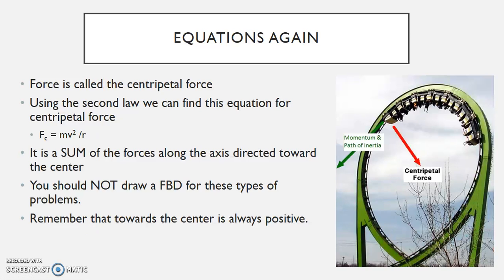The force is called the centripetal force, and basically using Newton's second law, we can find the equation for centripetal force. The centripetal force equals the mass times velocity squared divided by the radius. So remember, it is the sum of the forces along the axis which is directed towards the center of that circular path. You should not draw an FBD or free body diagram for these types of problems. And remember that towards the center is always positive. Also keep in mind that for our class purposes, we always assume that the object in motion is at a constant velocity.